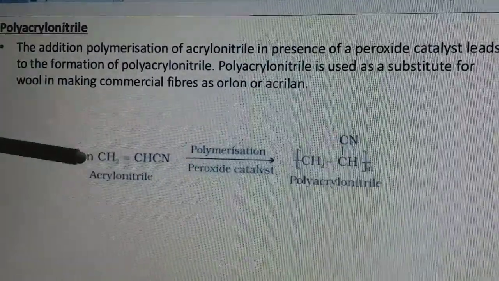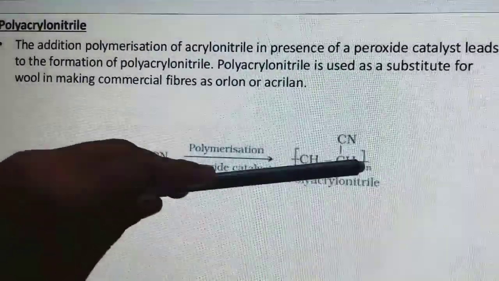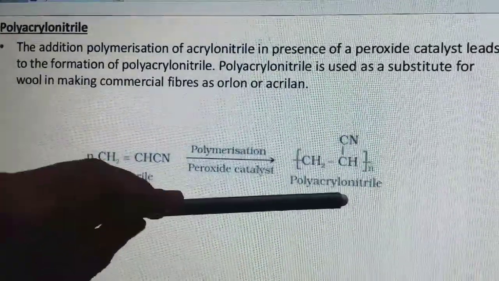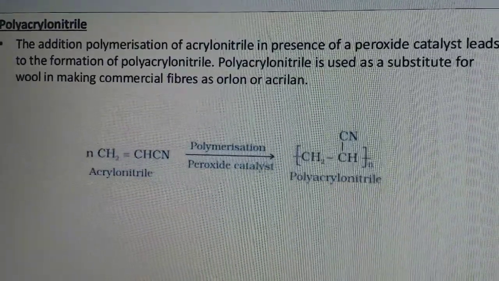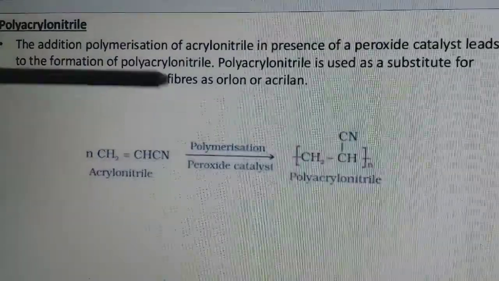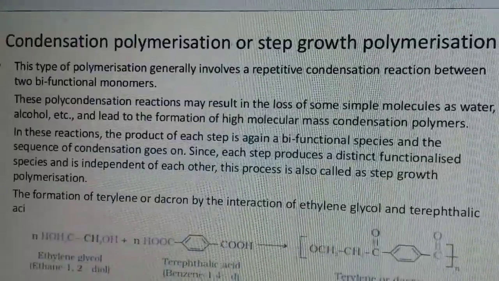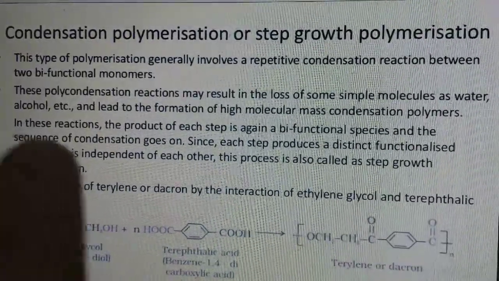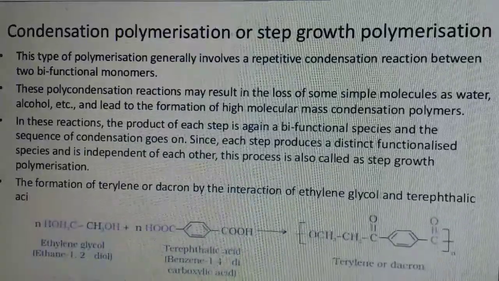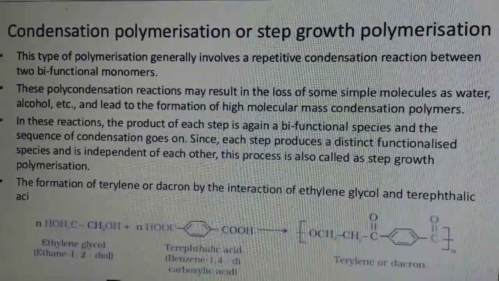So the reaction is given: CH2 double bond CHCN, and now you see it is extended on both sides n times, it is polyacrylonitrile, that is PAN. This is vinyl cyanide. Vinyl cyanide or acrylonitrile polymerizes and gives polyacrylonitrile. Step growth and chain growth, both types we discussed already. One is chain growth, another is step growth.